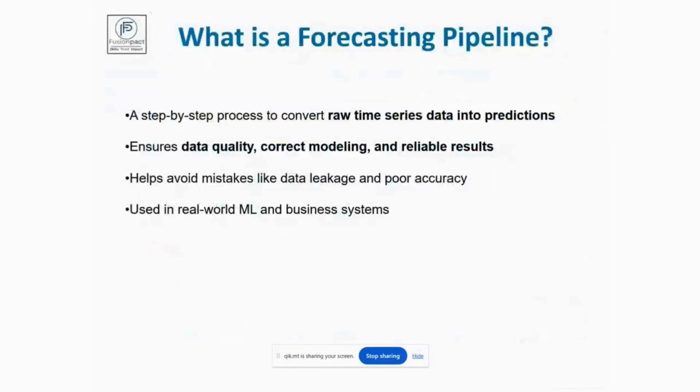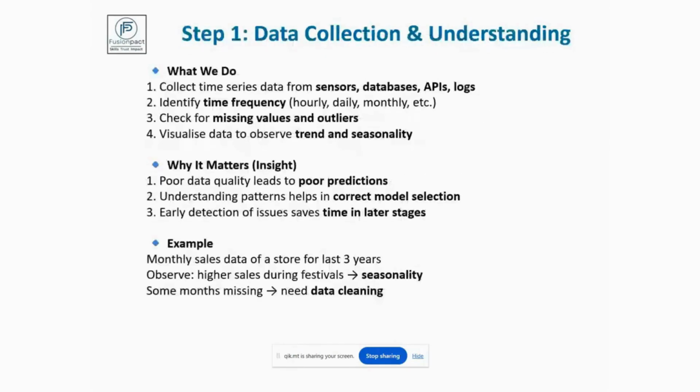First, what is the forecasting pipeline? A forecasting pipeline is a step-by-step process that converts raw time series data into predictions. It ensures good quality data, correct modeling, and reliable results. It helps avoid problems like data leakage and poor accuracy. This kind of pipeline is widely used in real-world machine learning and business systems, not just in academic projects.